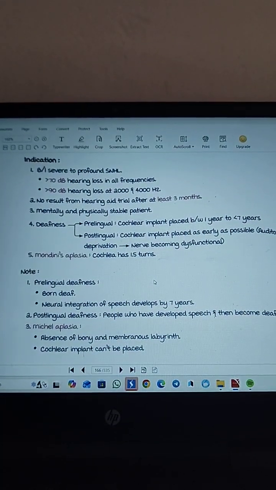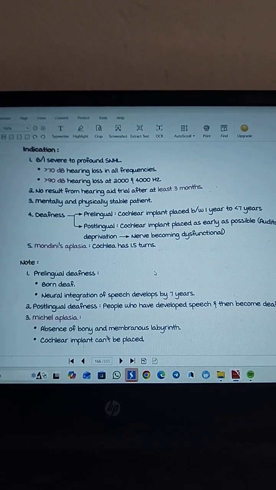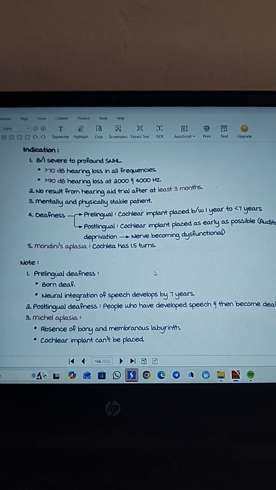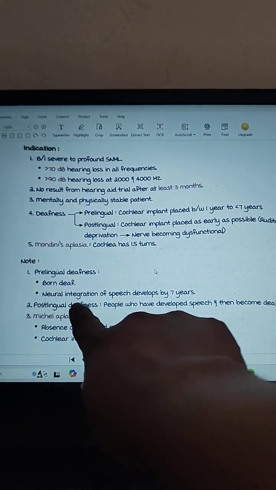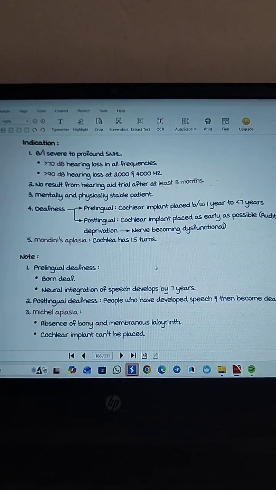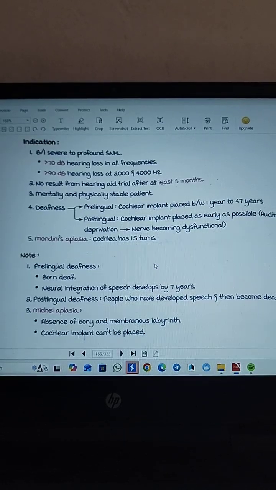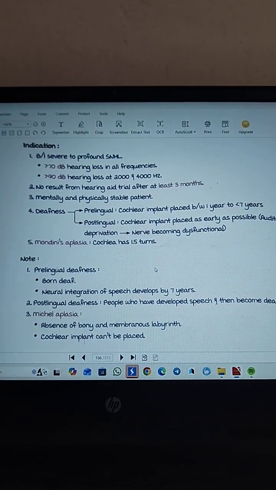Within less than 7 years you should implant a cochlear implant in this child. Why within 7 years? Because the neural integration of speech develops by 7 years. That's why, in case of prelingual deafness, the implant should be placed between 1 year and less than 7 years.